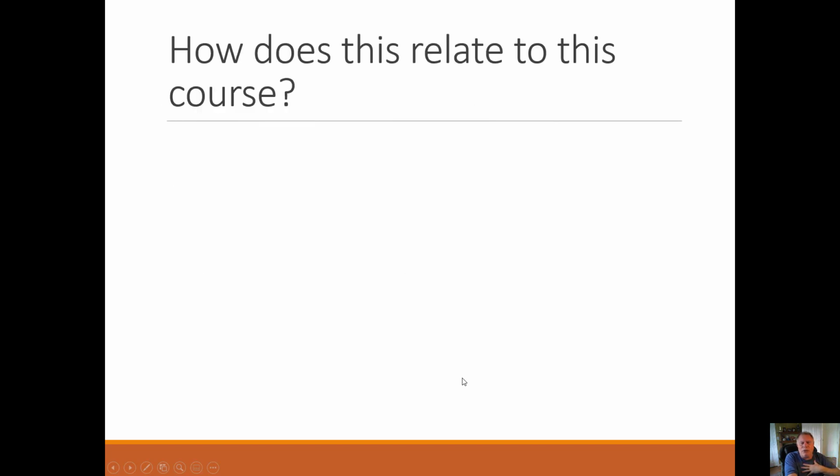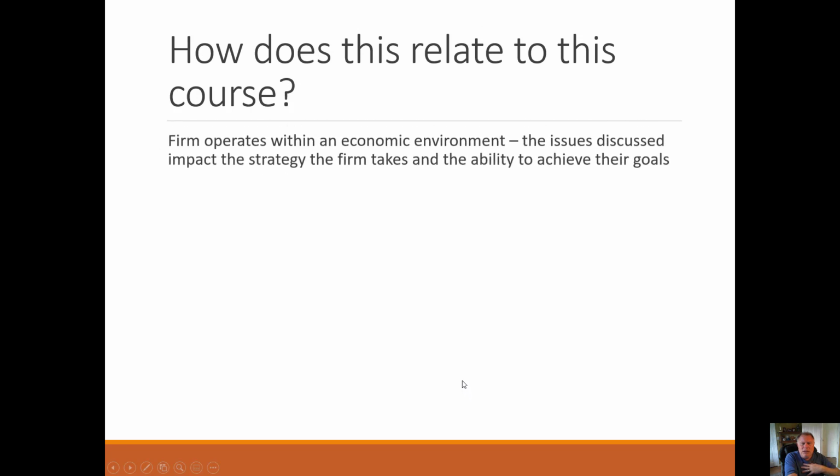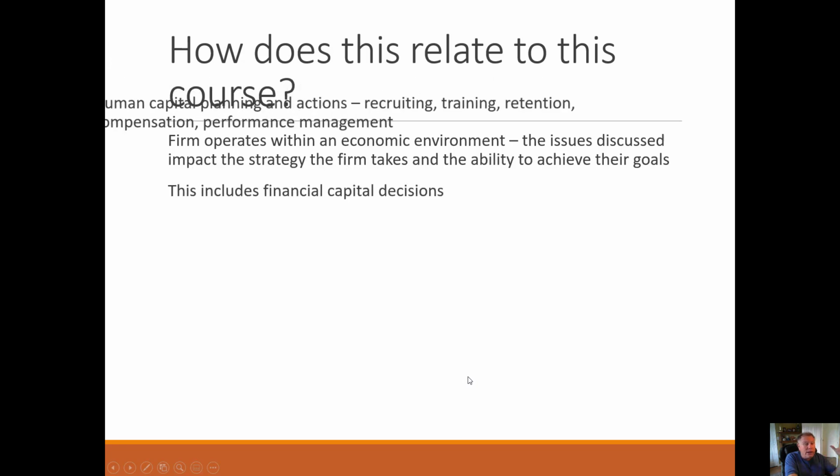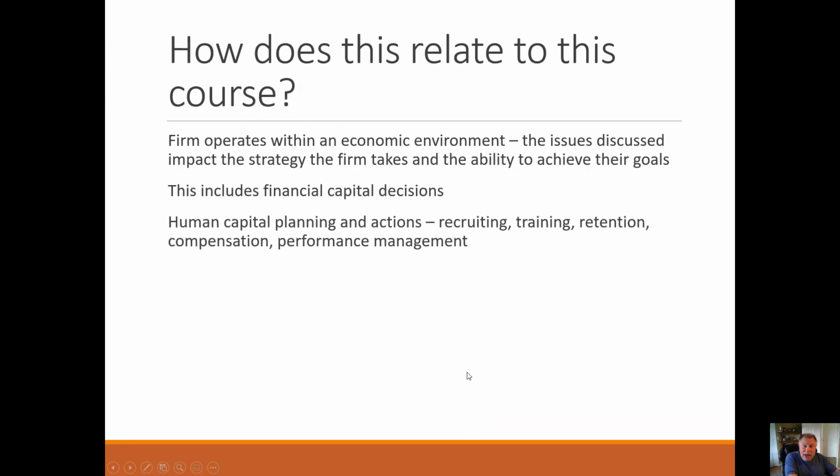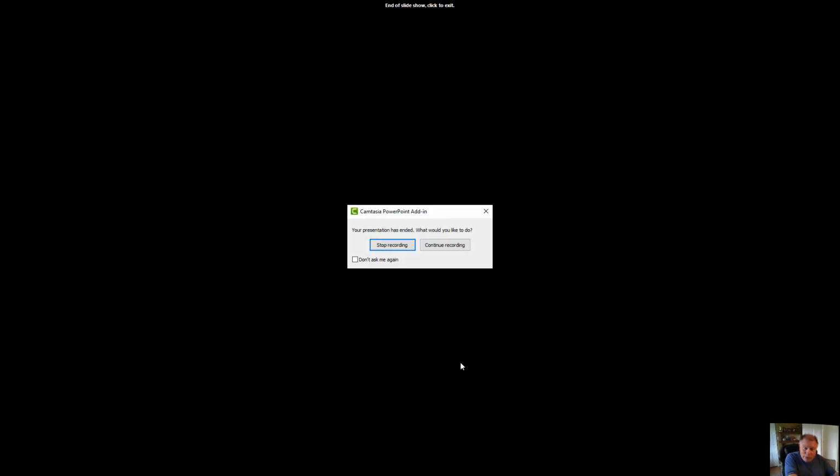How does it relate to these courses that we're talking about? Firms operate within an economic environment. These issues impact the strategy the firms take and the ability to achieve their goals. And that includes financial decisions, it includes human capital decisions, plans for production, including people.